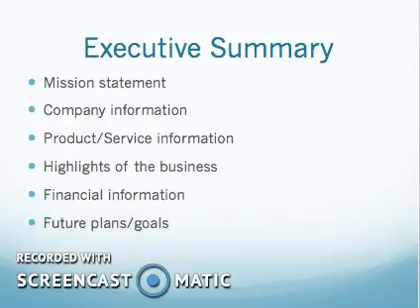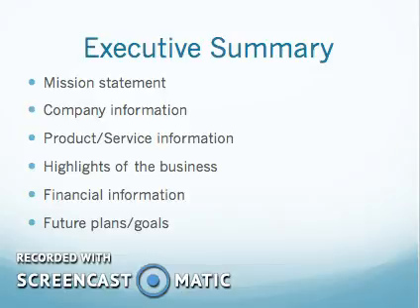The executive summary is the first part of the business plan, and it consists of a mission statement which explains what the business is able to do. The company information is a short statement stating when the business was formed, the founders and their roles, the number of employees, and where the business is located. The product and services is a brief description of what you are selling. Any highlights of the business, you can include that. They might want graphs, charts, whatever can be useful for visuals can be in this section.